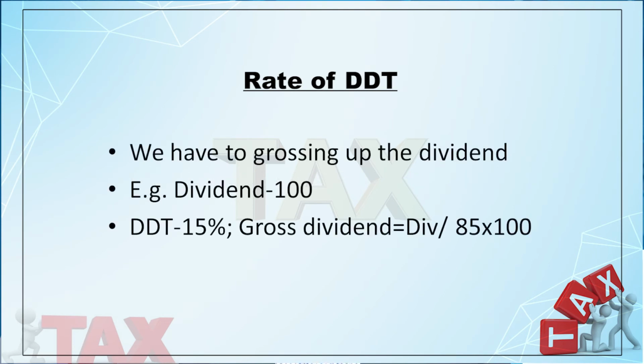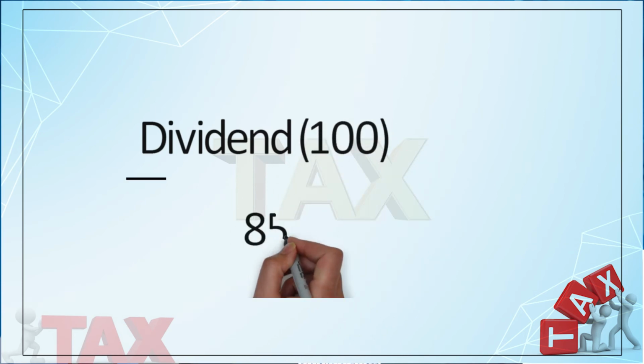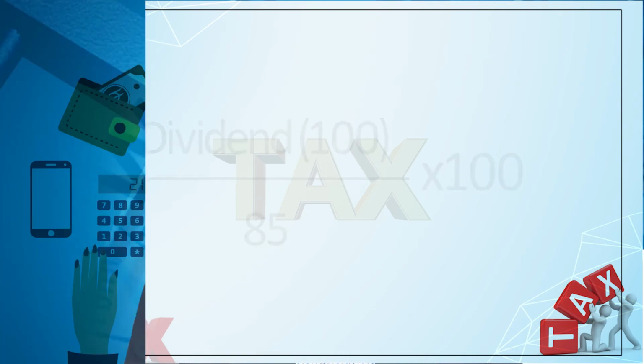So, how do you calculate the gross dividend? Suppose the company pays dividend ₹100. Now, the DDT rate is 15%. So, you have to gross up this dividend. How do you gross up? The gross up would be derived as the dividend 100 by 85. That is, you have to gross up by 100 by 85 into the dividend paid. At the time of the case study, it will be clear to you further.